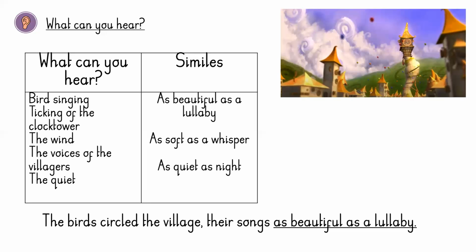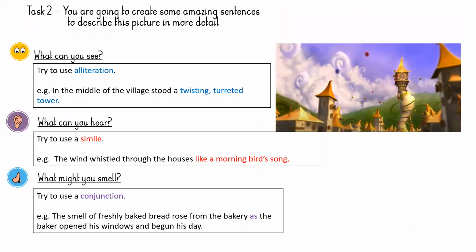Okay, so you're comparing one thing to something else. So my example sentence there, the birds circled the village, their songs as beautiful as a lullaby. So I've compared their singing to being as beautiful as a lullaby. So you can compare anything that you think you would be able to hear sitting in this village. Okay, so that's sentence 1 and sentence 2.